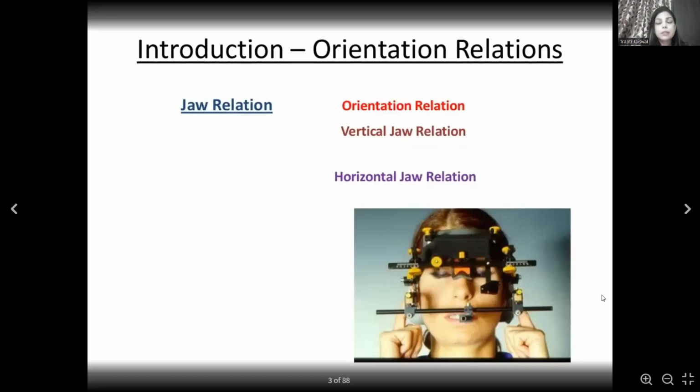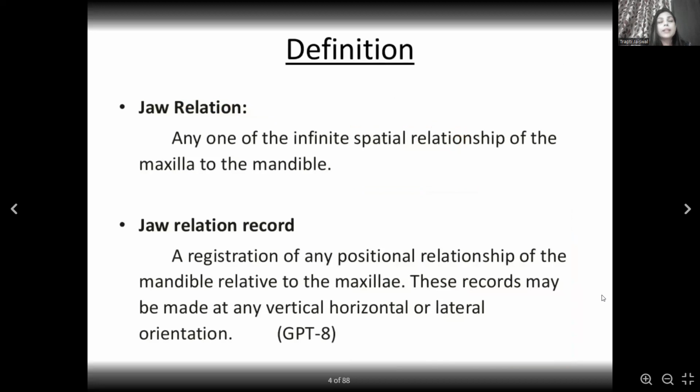So we have already discussed the customization of occlusal rims, and next we will discuss the recording of jaw relation. Jaw relations can be broadly classified into three: orientation jaw relation, vertical, and horizontal jaw relation. In this lecture, we will discuss orientation jaw relation.